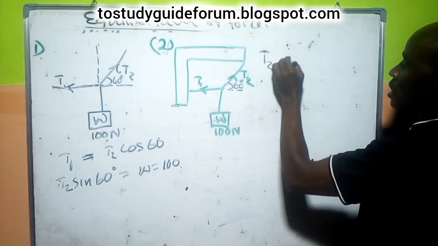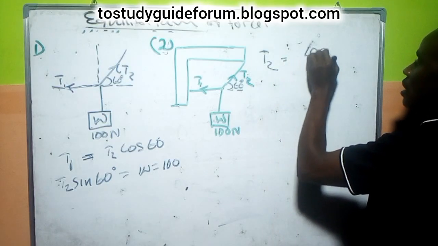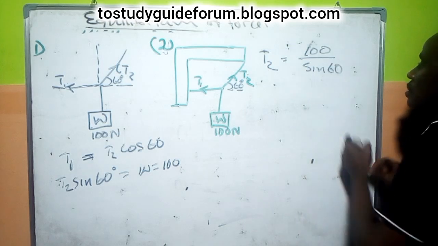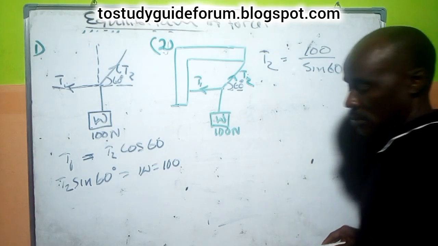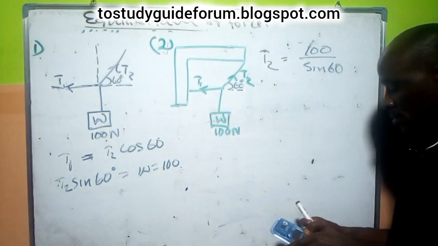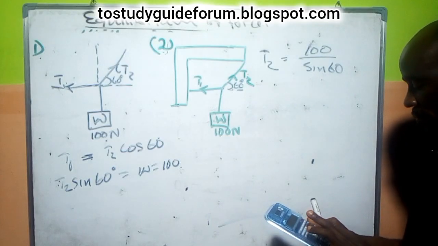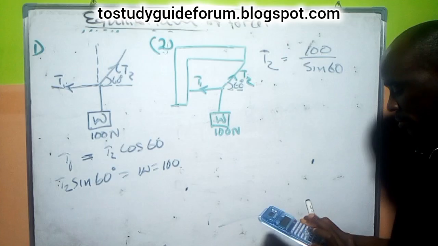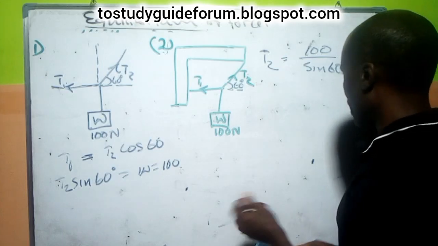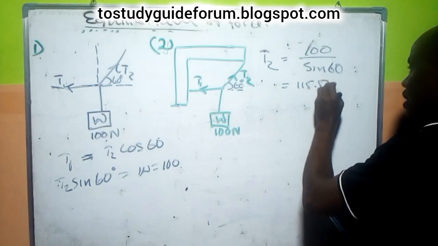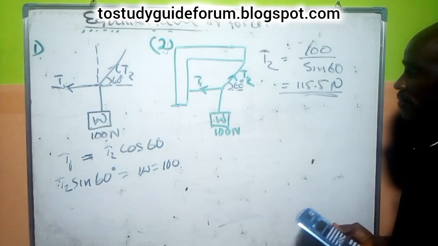T2 will then be 100 over sine 60. That means 100 divided by sine 60. So what we have is equal to 115.5 Newton.